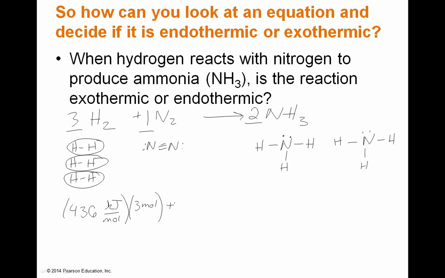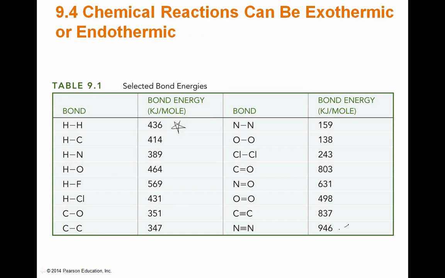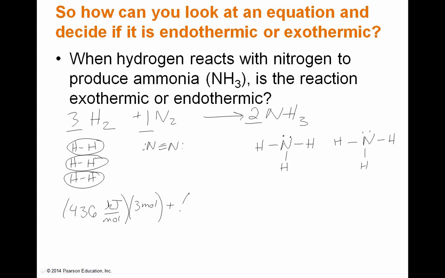Plus, because it's a reactant, we need to find N triple bond, which is 946 kilojoules per mole, times how many moles of them are there? There's only 1 bond. Even though it's a triple bond, there's only 1 of them.